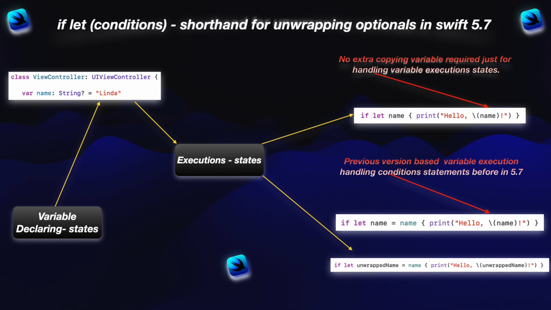Here, just pointing to handling unwrapping optionals in the latest version of Swift. Optional variable execution conditions, handling case points of view. Here, pointing to declarations of optional variable states, and also pointing to handling the execution flow of states by using single scoping.